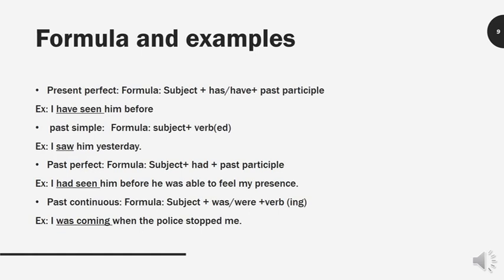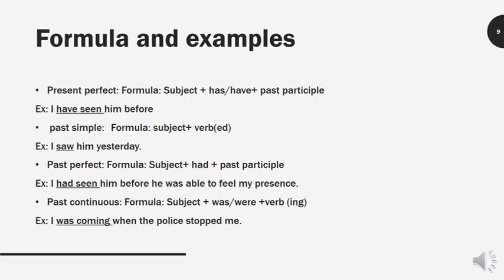The second tense is past simple. In past simple, you have simply a subject and a verb. The verb should be ed form, the past. But don't forget that there are some verbs that are irregular, like the verb we have in the example here. I saw him yesterday. Just saw. If it was another verb which is regular, it could have been, for example, I watched the TV yesterday.